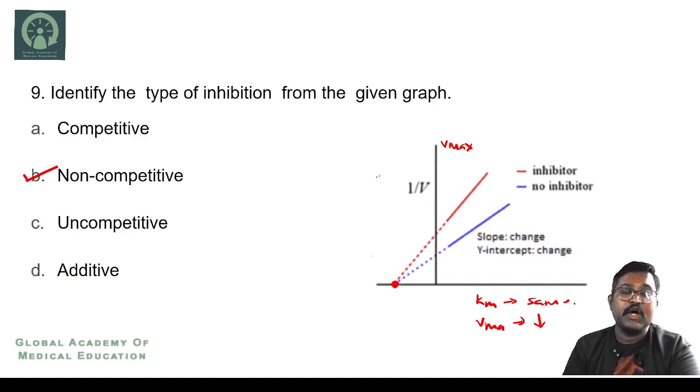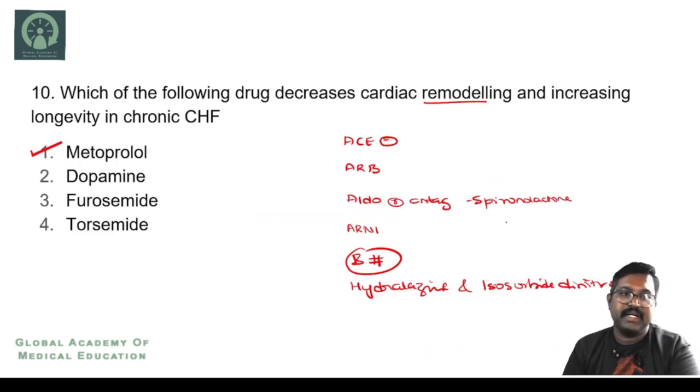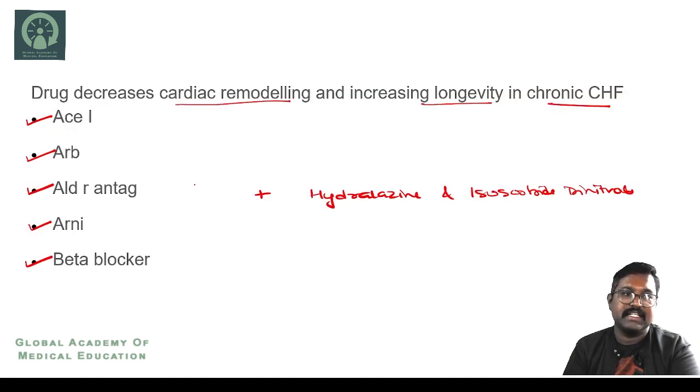And we have to identify the graph which has got this type of inhibition. This is the non-competitive type of inhibition where Km remains same and Vmax will decrease. And this is the different enzyme inhibition. One is the competitive, uncompetitive, and the non-competitive. And which of the following drug will reduce the cardiac remodeling, increase longevity? That is your propranolol. Here the option propranolol is correct.